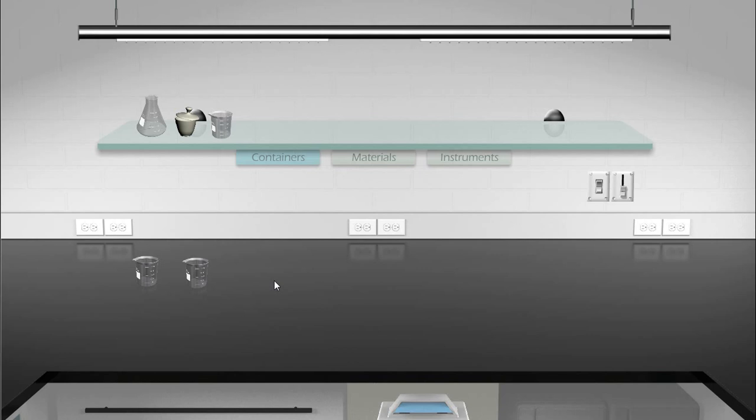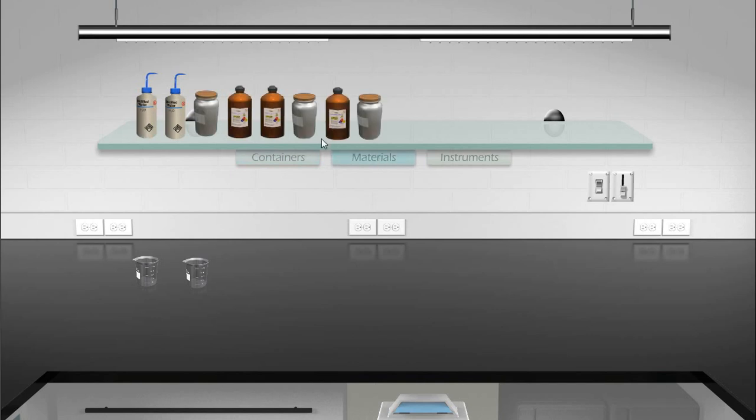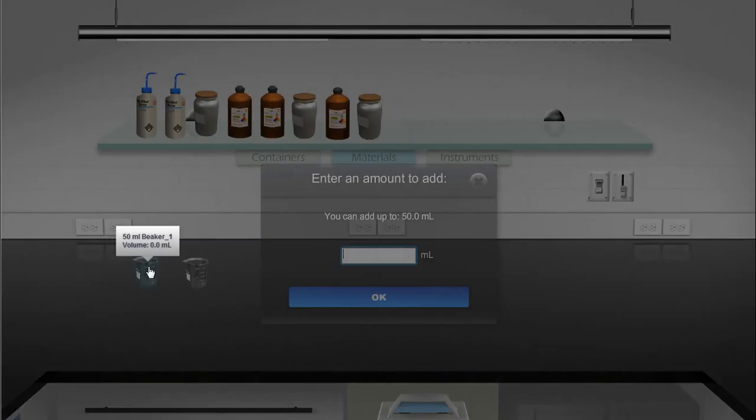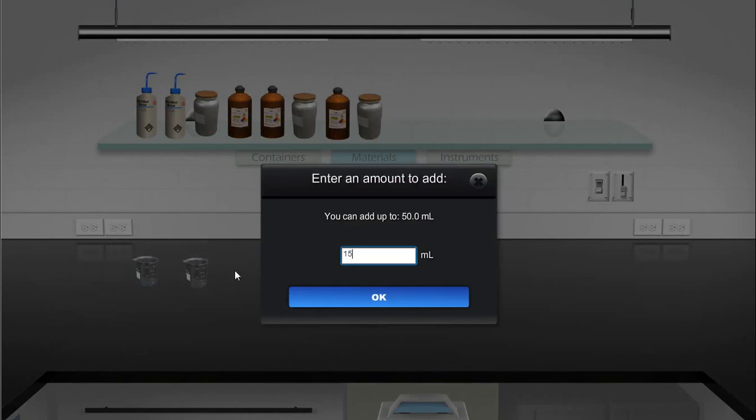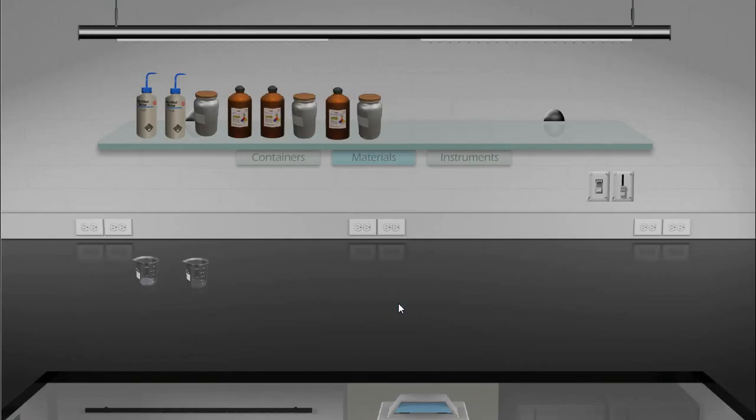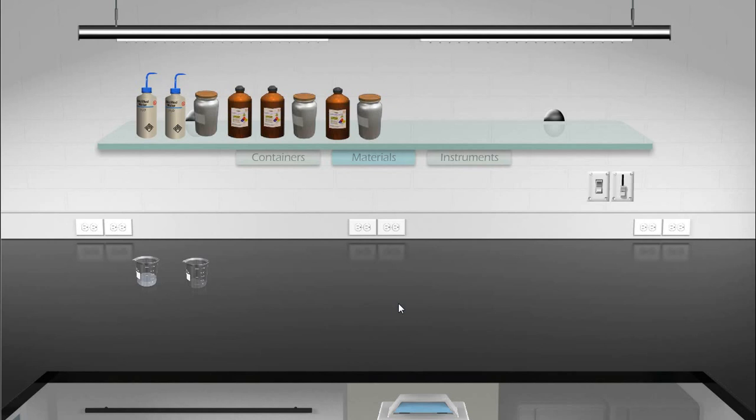Following this, we will grab the 1 molar sodium hydroxide solution from the shelf and pour 15 milliliters of its contents into beaker 1. Next, we will grab the 1 molar nickel 2 chloride solution from the shelf and pour 6 milliliters of its contents into beaker 2.